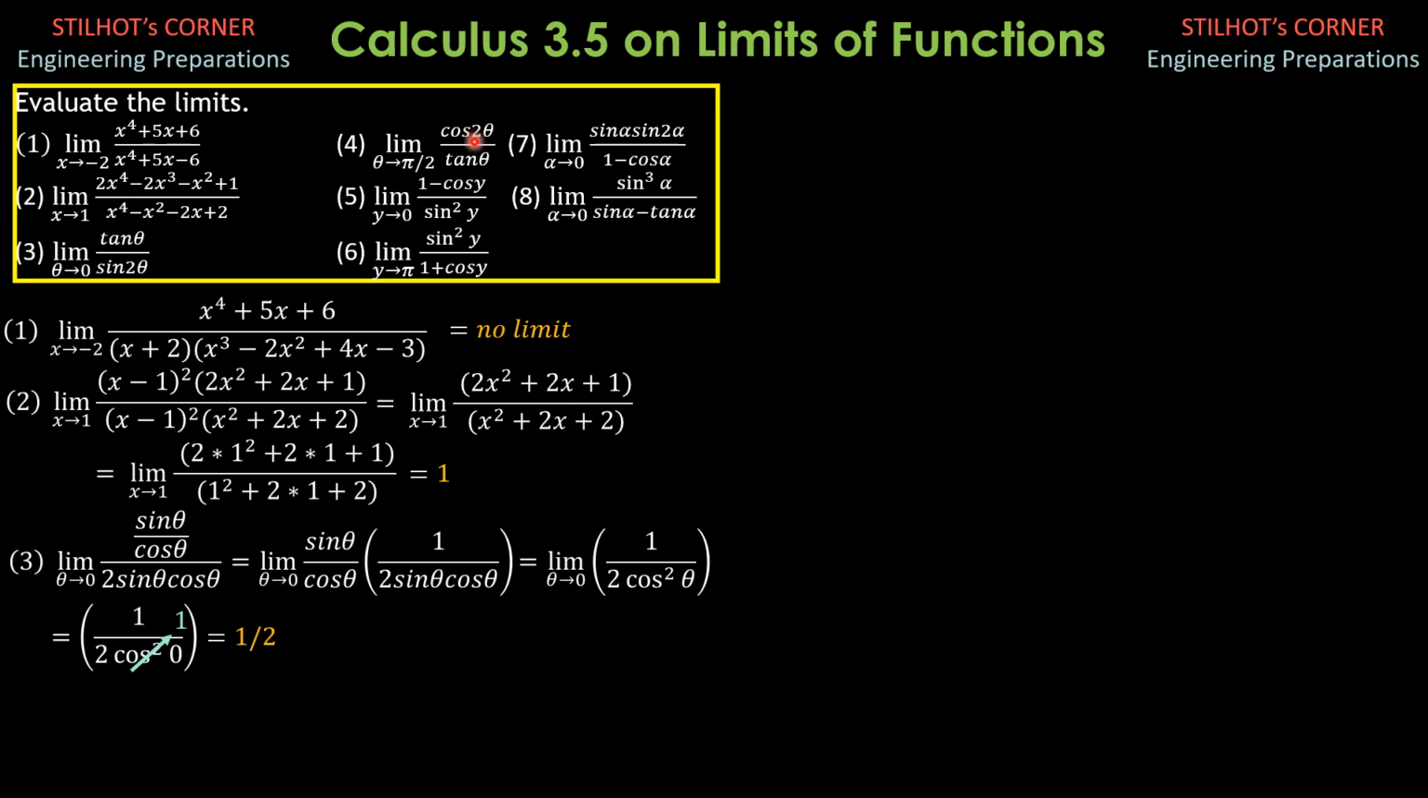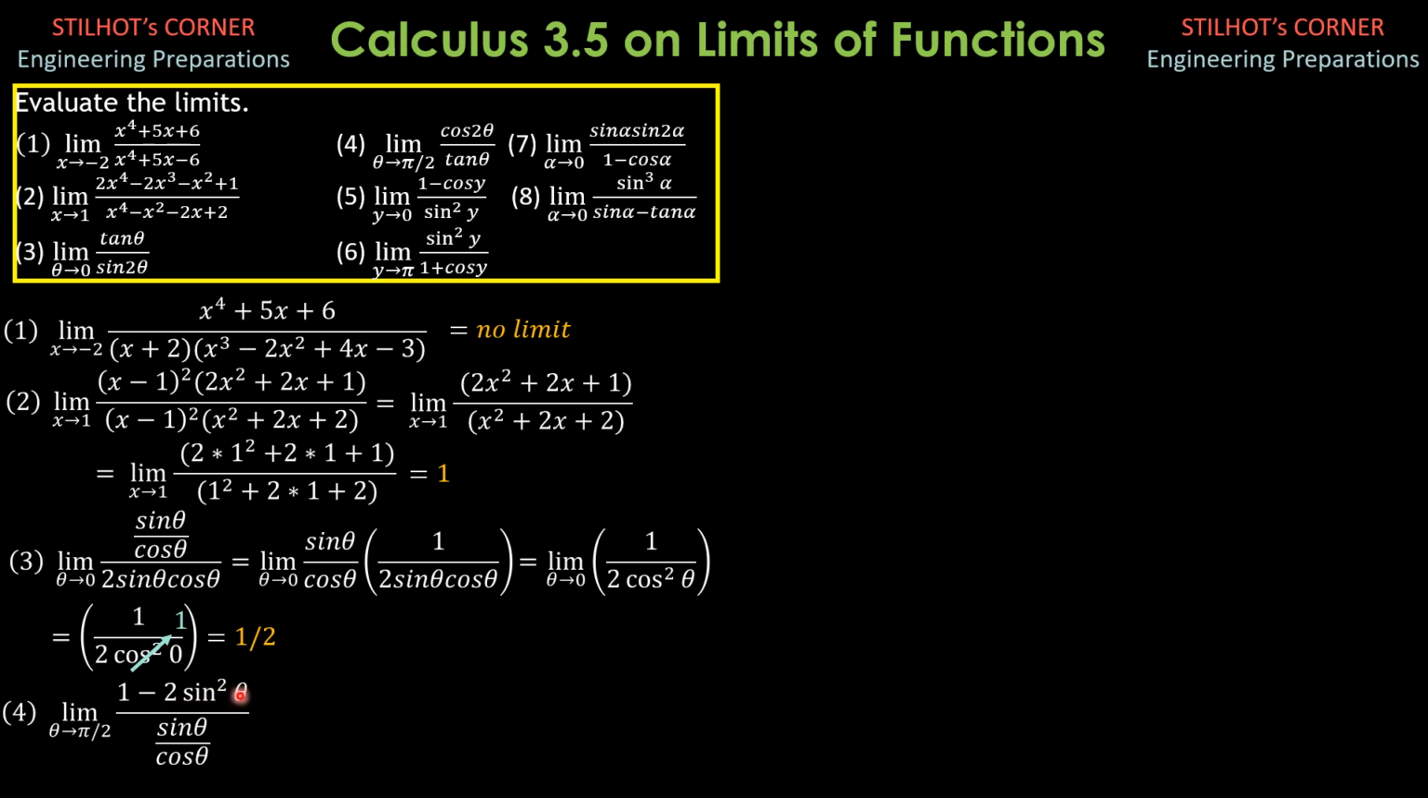Cosine 2 theta is cosine square theta minus sine square theta. If you replace sine square theta by quantity 1 minus cosine square theta, it is also 2 cosine square theta minus 1. If we replace cosine square theta by 1 minus sine square theta, then the other identity is 1 minus 2 sine square theta. So I'll use that identity, 1 minus 2 sine square theta for cosine 2 theta. And tangent theta is sine theta over cosine theta. So I'll use 1 minus 2 sine square theta for cosine 2 theta.